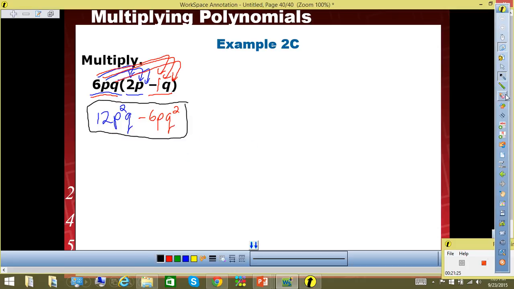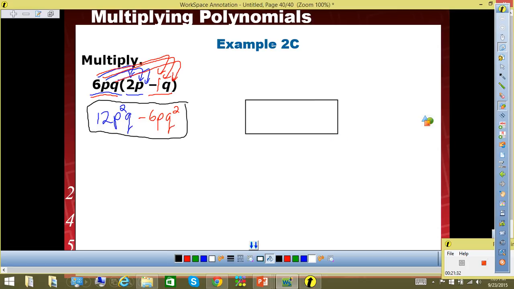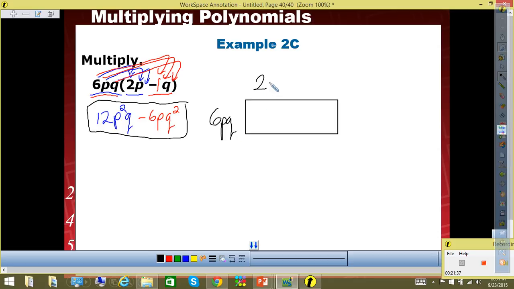Area model. Let's draw a rectangle. Right here is 6pq. Over here it's 2p minus q. And we divide it right here because it's a binomial. Therefore, this times this is 12, p times p, p squared q. And then the same factor times the second term, coefficient is 1, that's negative 6, p, q times q, q squared.